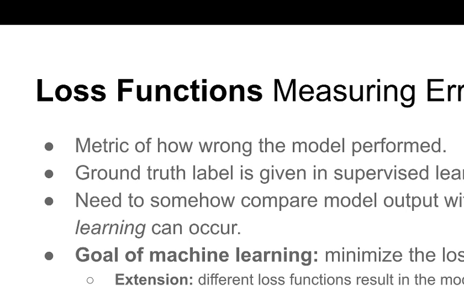The whole goal of machine learning, at the end of the day, is just to minimize the loss function. And an extension to that is that different loss functions result in the model learning very different features. To give you an example at work, I did some image segmentation, and one of the loss functions I used was intersection over union. So how much overlap did my model produce over the ground truth? It turns out if you use that versus a pixel-wise loss function, you learn very different features.